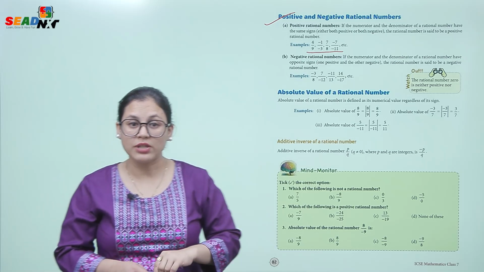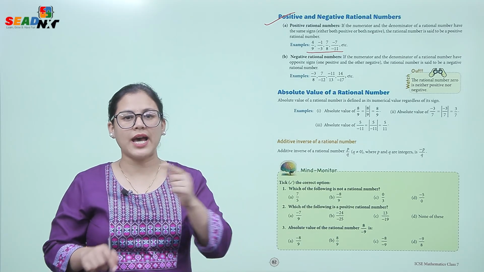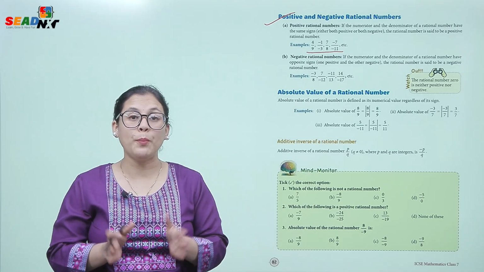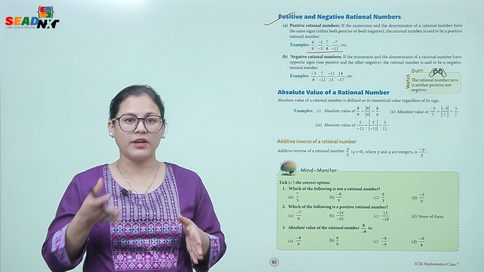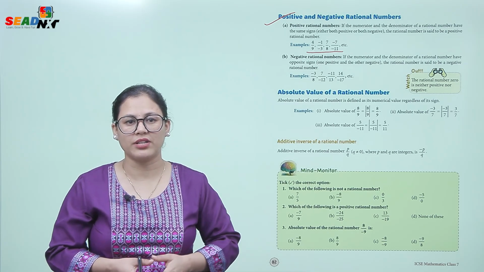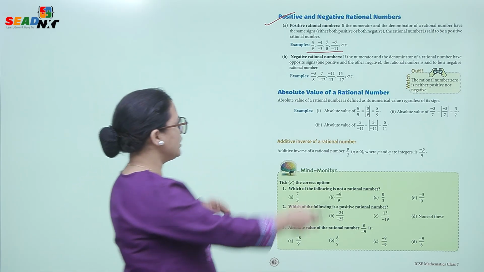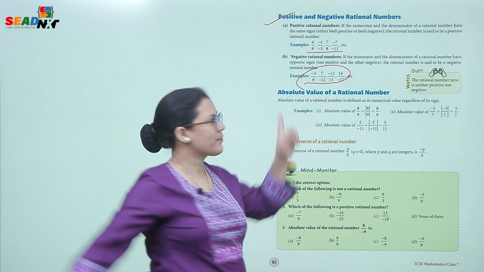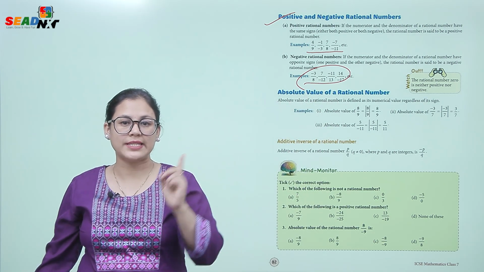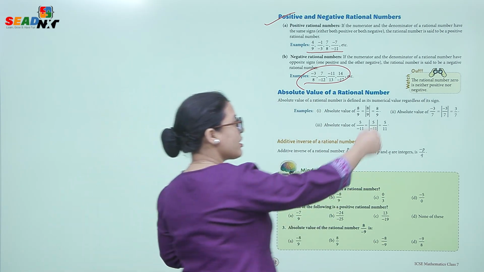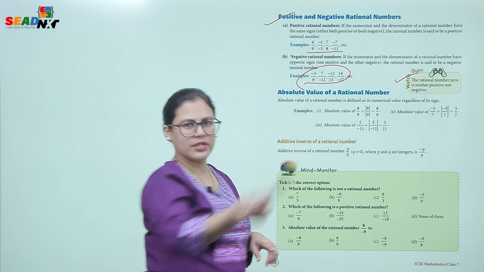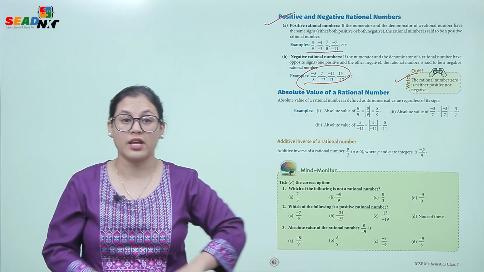B. Negative rational numbers. If the numerator and the denominator of a rational number have opposite signs, one positive and the other negative, the rational number is said to be a negative rational number. For examples, all these are negative rational numbers. Okay. Watch out. The rational number 0 is neither positive nor negative. We know that 0 is a rational number, but 0 is not positive and not negative.